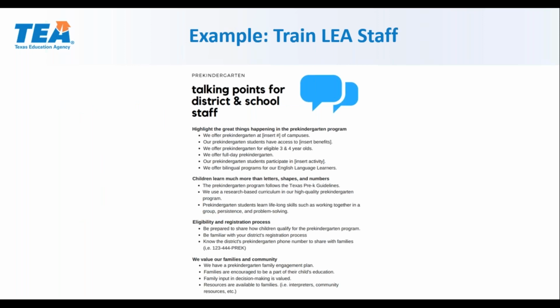So this is from the enrollment toolkit as well, but here are some talking points for district and school staff. You put something together that's really easy. They can use this if they get any questions or get any calls, and they can help communicate the benefits of pre-K and how to register.